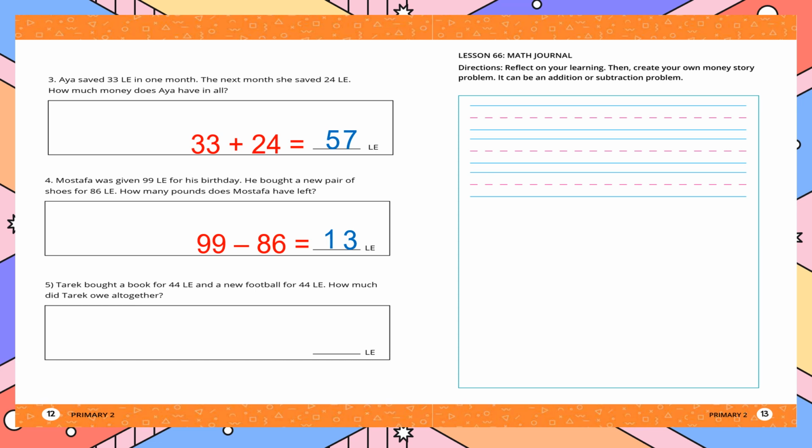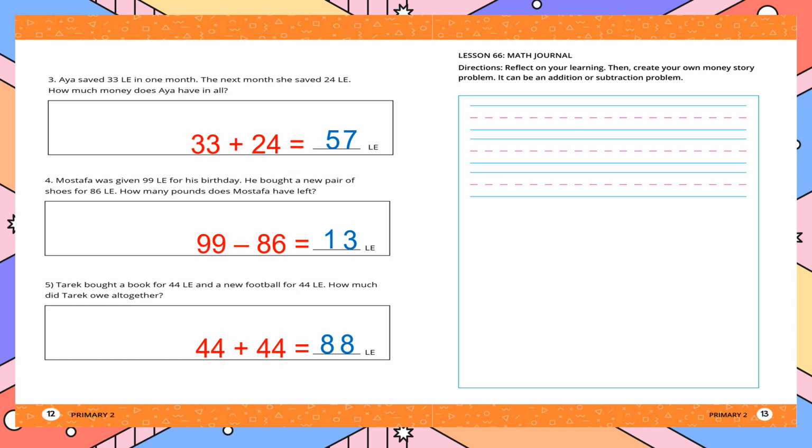Next one. Tariq bought a book for 44 LE and a new football for 44 LE. How much did Tariq own all together? All together is a keyword for addition. So 44 plus 44. 4 plus 4 is doubles. 4 plus 4 equals 8, and 4 plus 4 also equals 8. 88 LE.